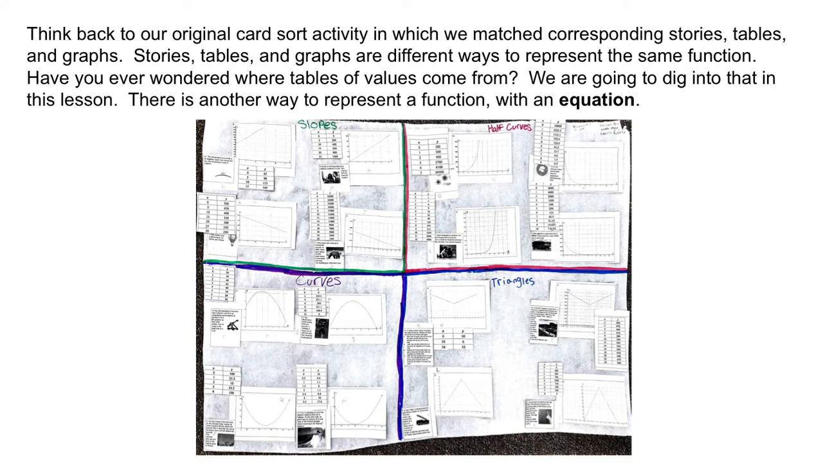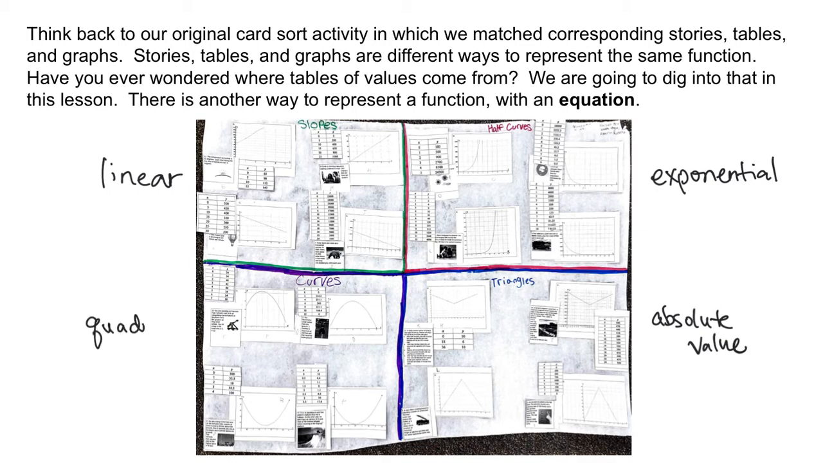This group called them slopes, half curves, curves, and triangles. We now know what those names are. We know that the slopes are what we call linear functions. We know that the half curves are what we call exponential functions. We know that the triangles are actually absolute value functions. And we know that curves are quadratic functions, as we've labeled that in our summary notes.